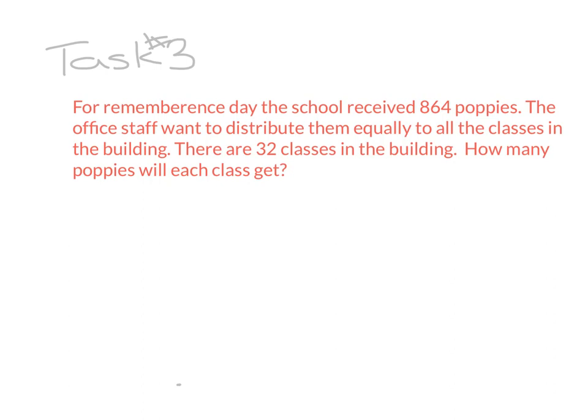So now, oh, look at that, a word problem. So for Remembrance Day, the school received 864 puppies, and the office staff wants to distribute them equally to all of the classes in the building. So the key words that we're looking for here is, what are they asking me to do? What math concept? And the word equally gives that away. So the moment I use the word equally, it means that I need to divide. I'm looking for a quotient. So they want to equally distribute them between 32 classes. So how many was each class getting?